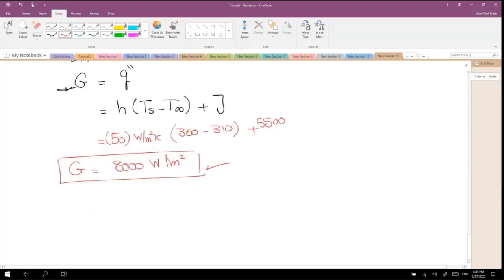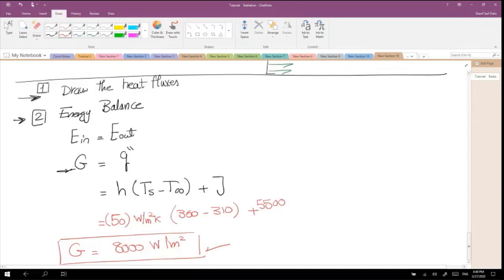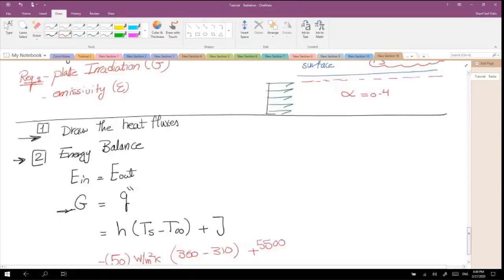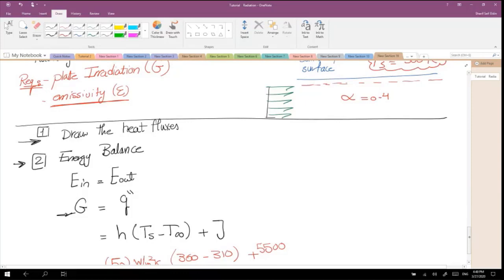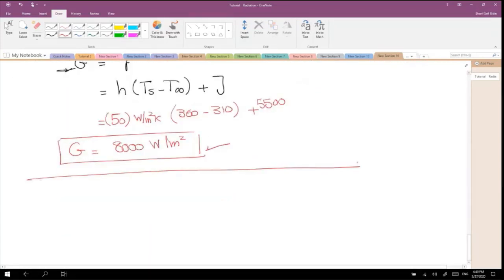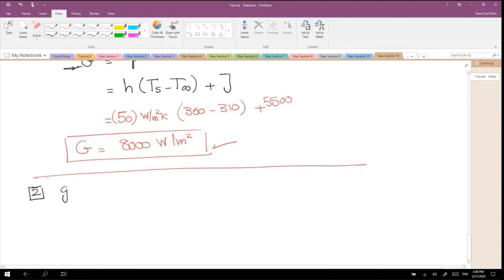The second requirement is to get the emissivity. So how are we going to get the emissivity here? The second requirement is to get the emissivity epsilon. So the emissivity will only appear from the previous equation that I have right here.